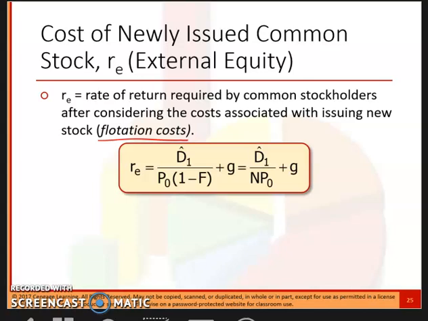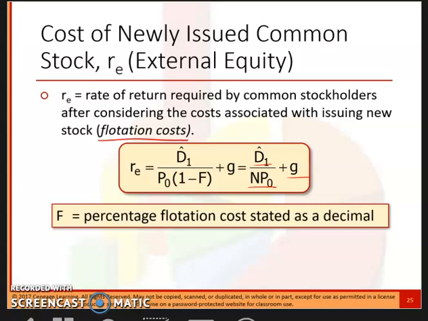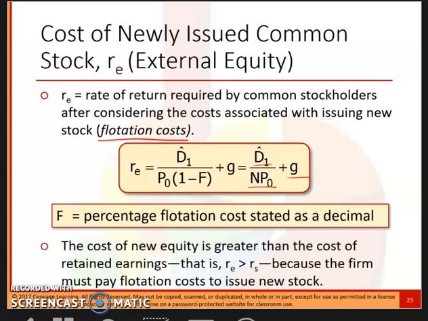So it's equal to next year's dividend divided by the net proceeds per share, plus the constant growth rate on the stock. F is the flotation cost stated as a decimal. It may be given in the problems as a percentage, so you'll have to consider that when doing the calculations. The cost of new equity is greater than the cost of retained earnings. R sub E is greater than R sub S because the firm has to pay flotation costs.